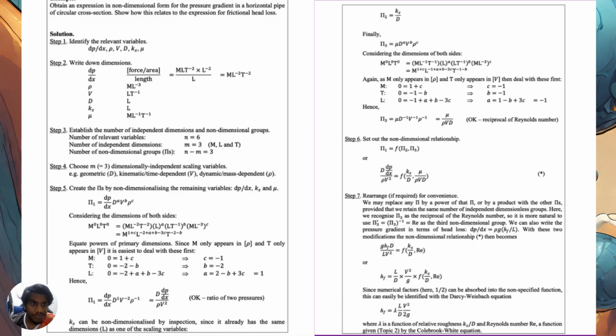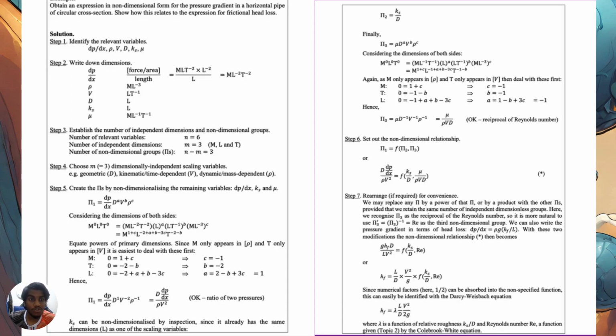Third step: establish the number of independent dimensions and non-dimensional groups. The number of relevant variables, based on our listing, is 6, and the number of independent dimensions is 3. Independent dimensions are basically fundamental dimensions. The independent dimensions here are M, L, and T. The number of non-dimensional groups is also 3, which is basically n minus m. We have 3.